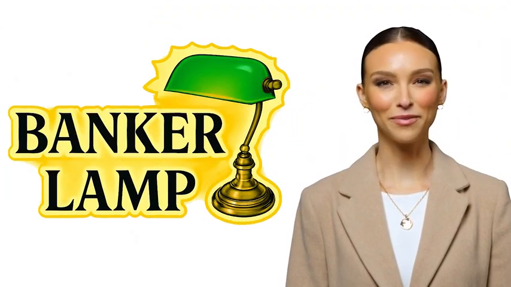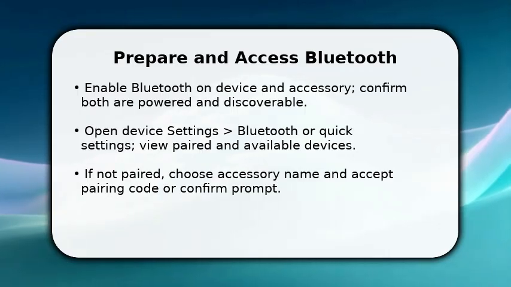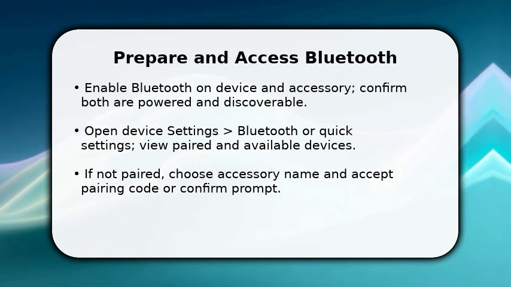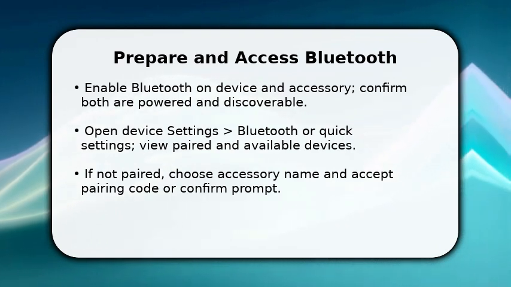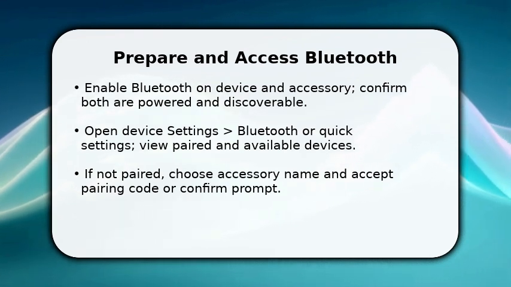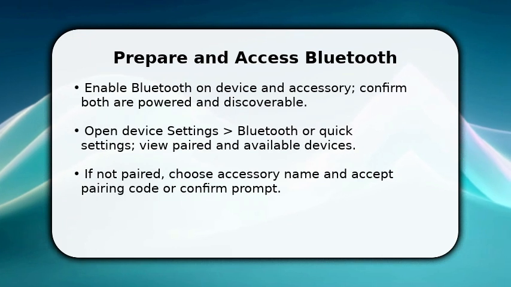Please enjoy the video. You start by getting both devices ready. Make sure Bluetooth is on and the accessory is powered and discoverable. Once done, open your device's Bluetooth settings or quick panel so you can see paired and available devices. This is where you control audio routing.